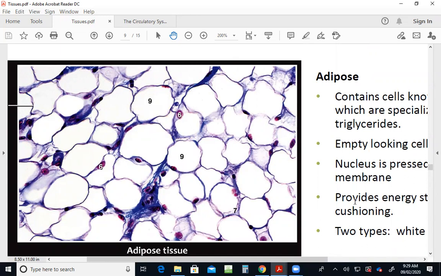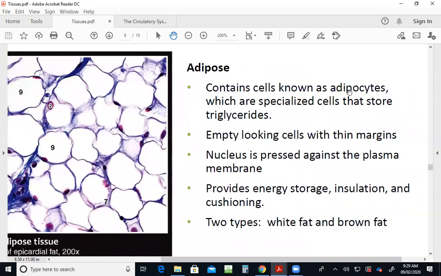And then our final type of loose connective is adipose tissue, which is just a fancy way to describe our fats, okay, which contains cells called adipocytes, which we said are specialized cells that store triglycerides. Key feature of this type of tissue, it looks like you've got these big blobby cells that have nothing inside. Okay, it looks like there's no nucleus. If you look hard enough though, the nucleus is just pressed up against the side of the cell, up against the plasma membrane. And that enables the cell to maximize its interior for storing fat. That big space in there is just all fat.